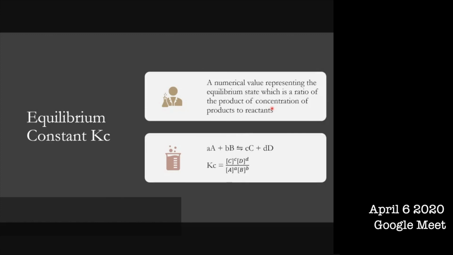The equilibrium state means the system has achieved equilibrium, which means the concentrations of products and reactants remain the same. The rates of the forward reaction and the backward reaction show constancy. That's what we mean by the state. So that can be written like this: Kc is equal to [C] raised to lowercase c, which is the number of moles of C. So C and D are products, A and B are reactants.